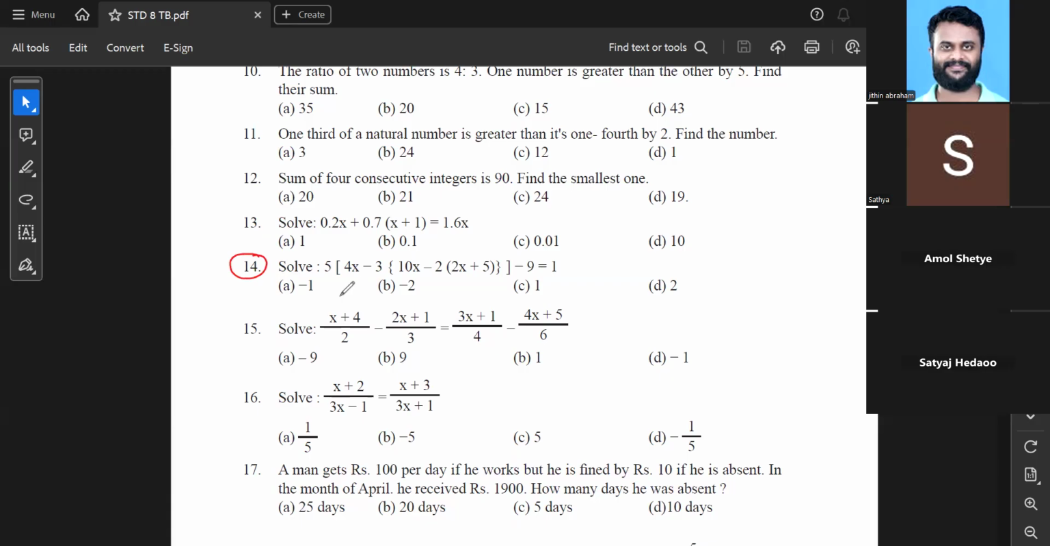Sir, can I tell the answer? Satya, I want you to wait for a minute so that everyone is trying. Then you can say the answer.